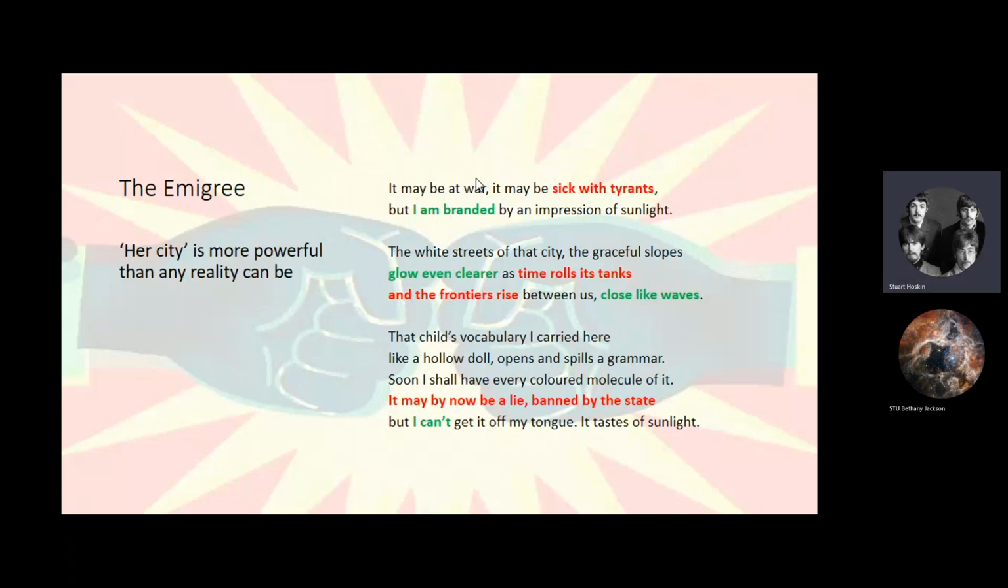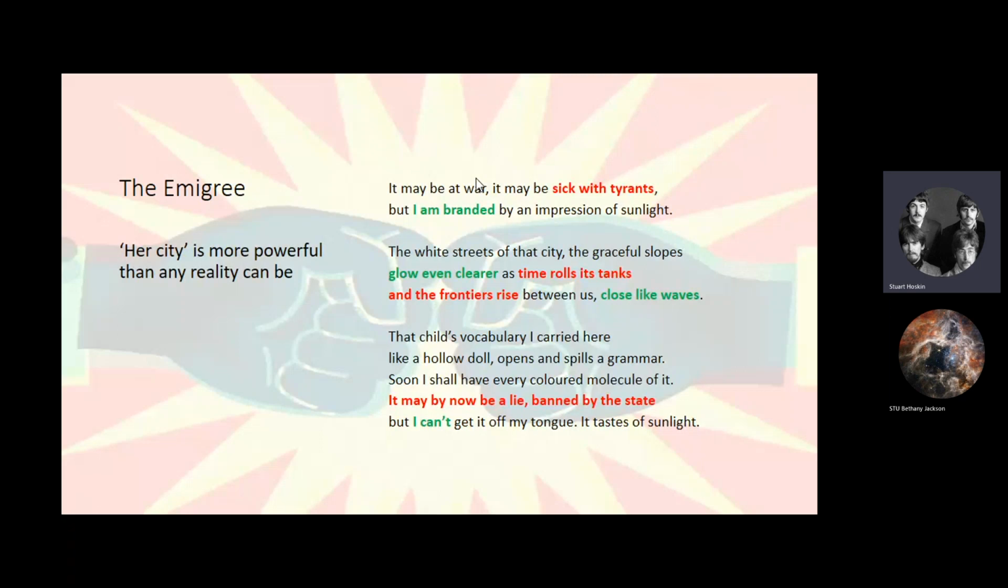In the next stanza, she gives this picture of her city as idealized, white streets, graceful slopes, glowing, all of that. But the point here for me is time rolls its tanks and the frontiers rise. She's using imagery there, isn't she, of war and conflict, of tanks, impenetrable weapons, frontiers, created barriers. But the idea, of course, is time rolls its tanks by.